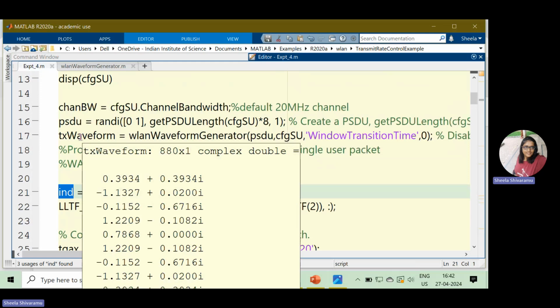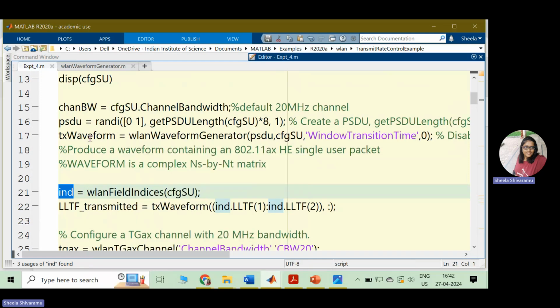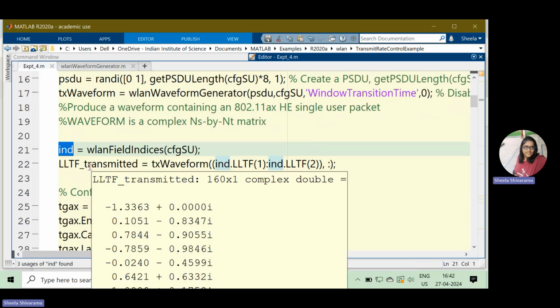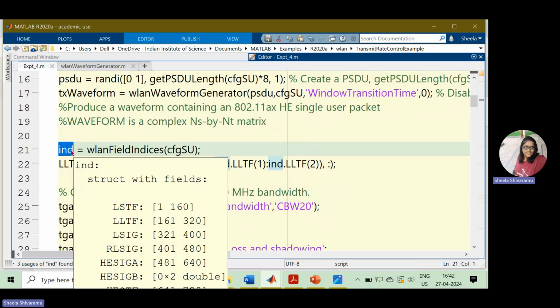The input constellation symbols, capital Xk, are given to the IFFT. So Xk is viewed in the frequency domain. The output of the IFFT is the time domain TX waveform, that is xn, small xn, these are the complex samples. From these 880 samples, I'm collecting only those samples that correspond to the LLTF, that is 160 by 1, by making use of this ind, which gives the indices of different fields.